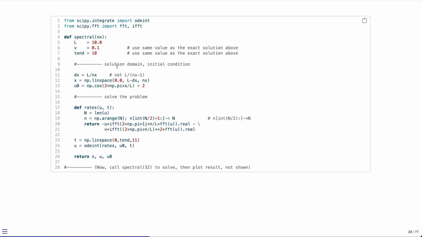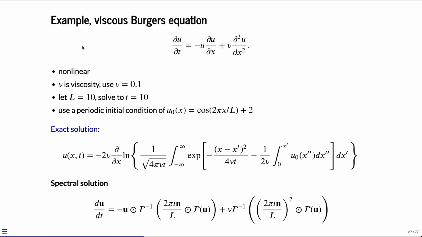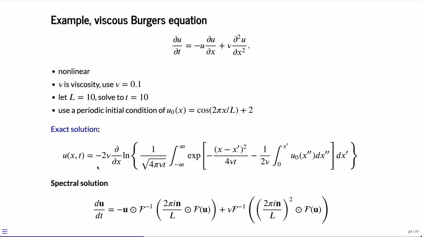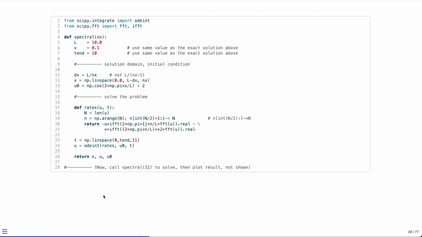So let's have a look at the code. We've made a function called spectral, which will solve it. We tell it how many grid points we want, the domain, and we're using this nu here as the viscosity, 0.1, and the runtime. We create the grid, dx is L over the number of points. Create the grid points, create our initial condition, and then we're going to solve this using the method of lines. So we're going to integrate it using odeint, the built-in function.